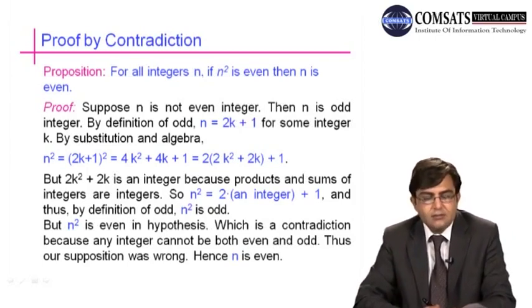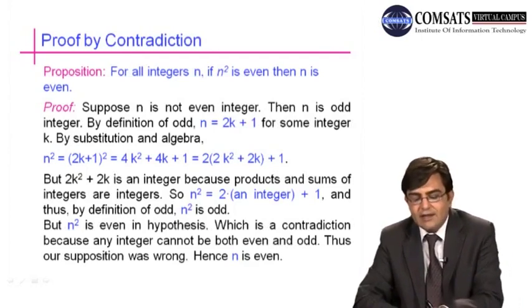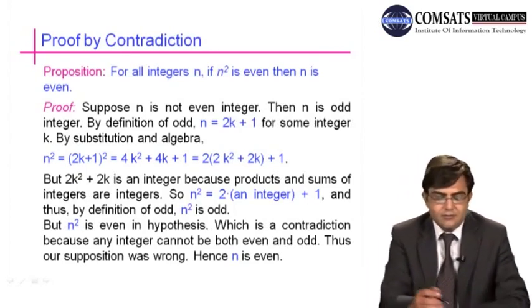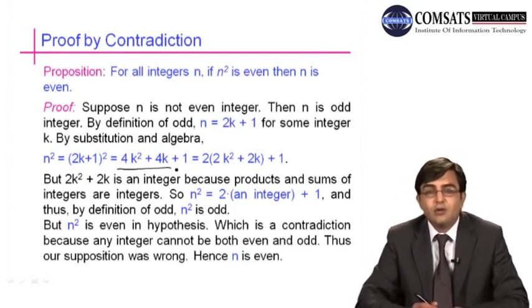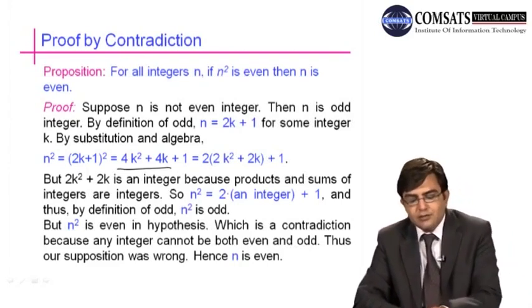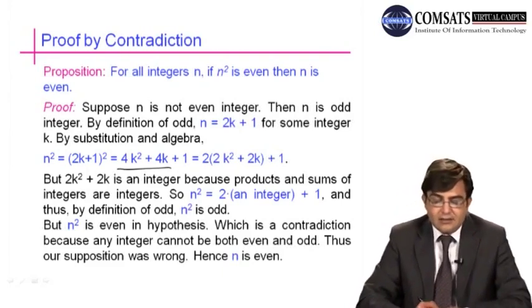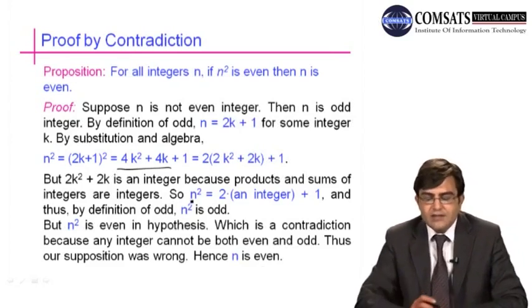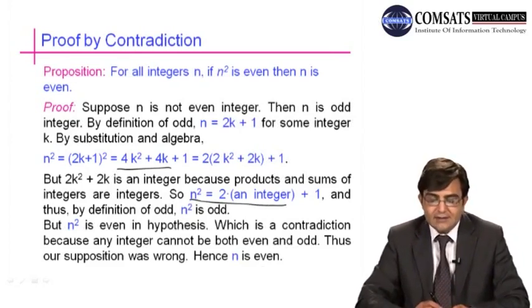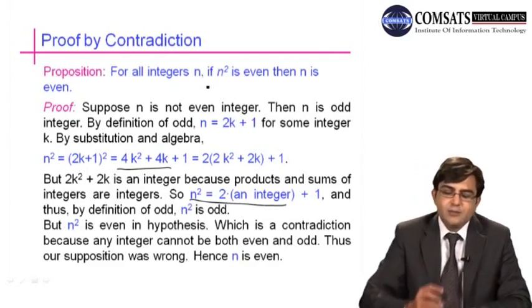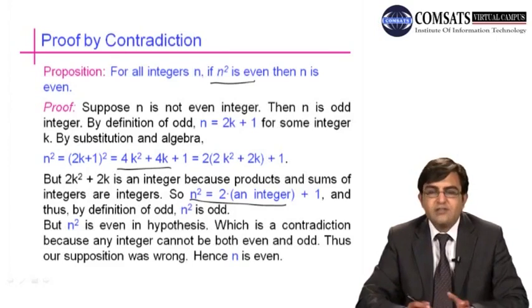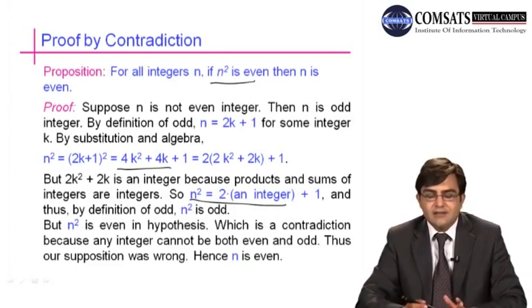This is equal to 4k square plus 4k plus 1. Again we write this as 4k square plus 4k, and we take common 2 into 2k square plus 2k, plus 1. So n square is again written as 2 into some integer plus 1. What does it mean? It means that n square is odd.